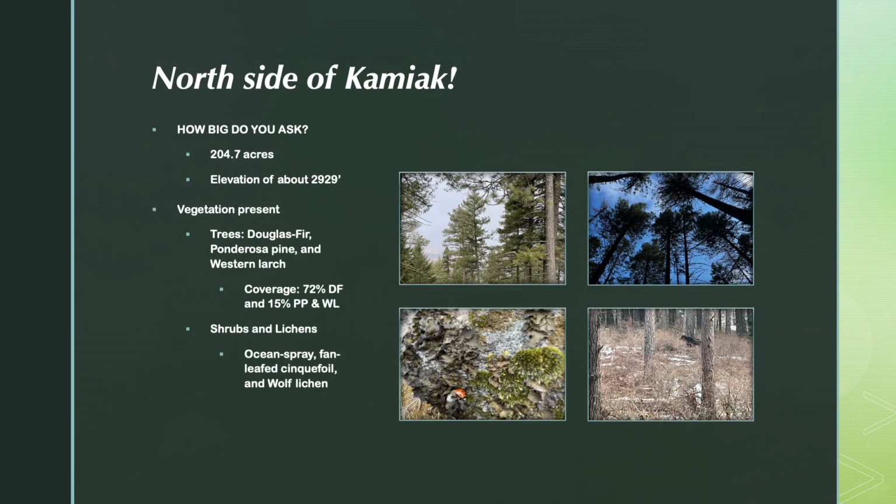Starting with the north side of Kamiak Butte, how big do you ask? It is around 204.7 acres with an elevation of about 2,929 feet. The vegetation present ranges from trees to shrubs and lichens. The trees here are Douglas fir, ponderosa pine, and the western larch. Around 72% of the landscape is covered with Douglas fir, and about 15% is a combination of both the ponderosa pine and the western larch.